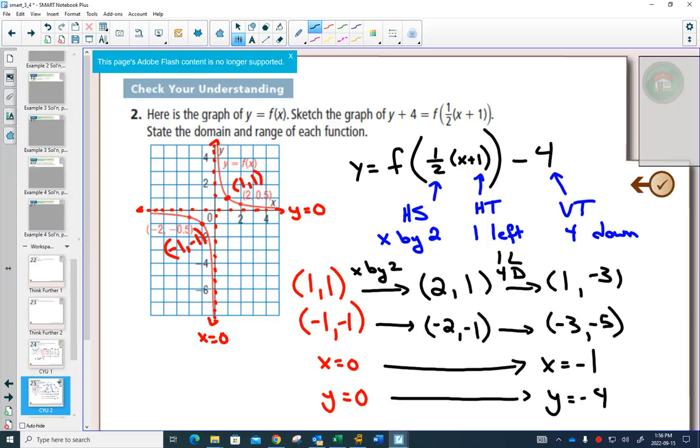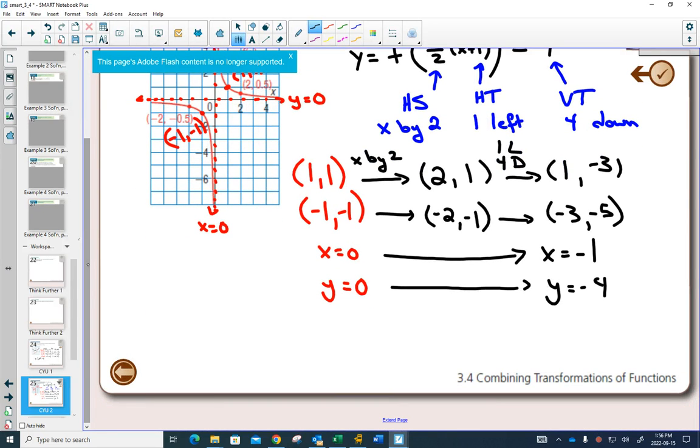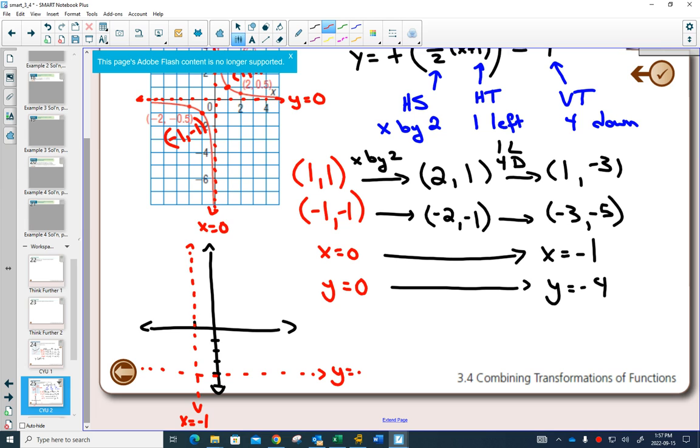I find, especially with graphs with asymptotes, they get very busy very quickly. So I would recommend, instead of drawing it on the same graph, when we go to sketch this graph, we just set up a new graph. Start by labeling your asymptotes. We have an asymptote at x equals -1, and we have an asymptote at y equals -4.